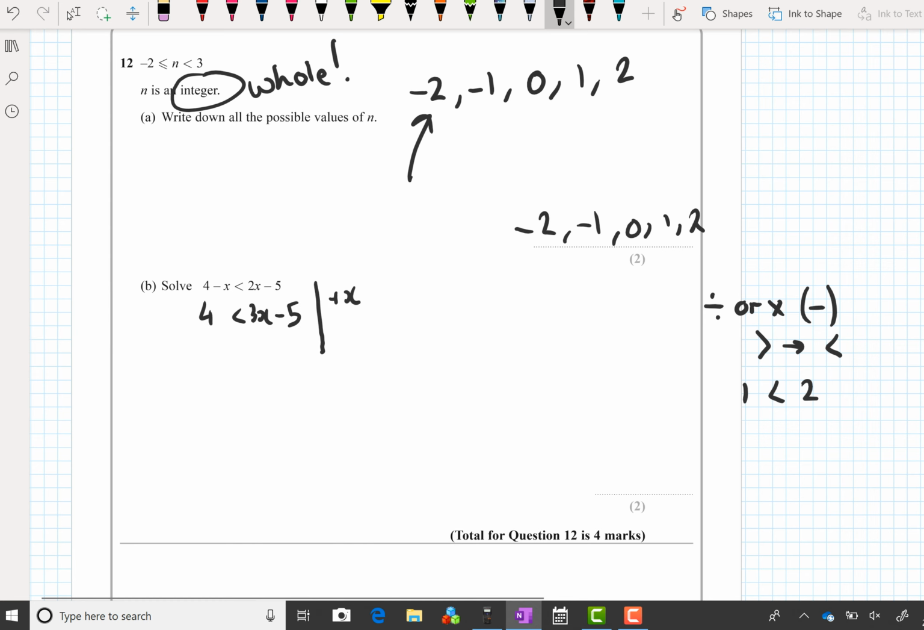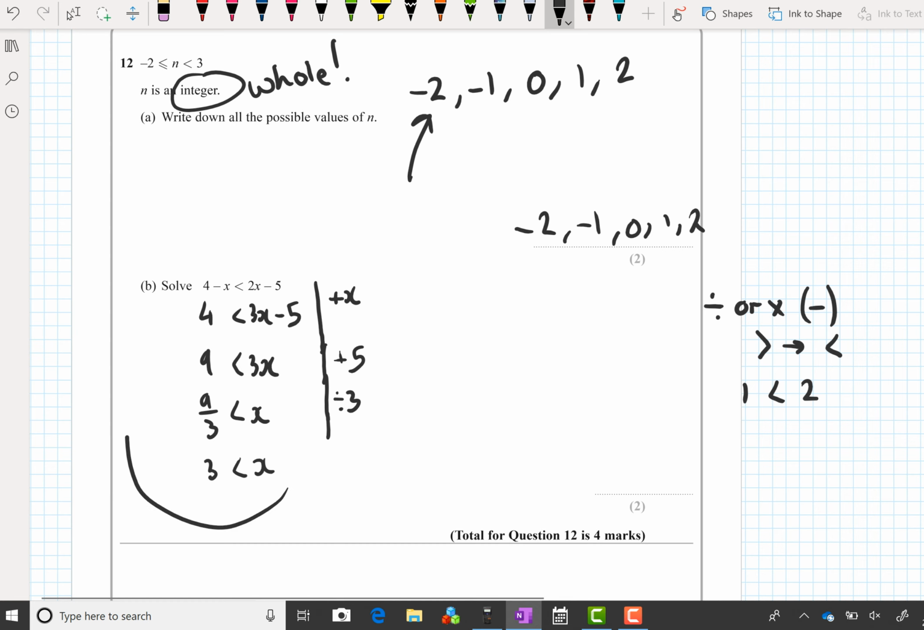Let's not do that. I'd rather not work with negatives just because I don't really like them too much. Let's move this negative 5 across to the other side. So add 5 to both sides, do the opposite. 9 is smaller than 3x. And then the last step, move that times by 3 across to the other side, divide by 3. 9 divided by 3 is smaller than x. 3 is smaller than x. AKA, I want all the values of x which are bigger than 3 would satisfy this inequality.